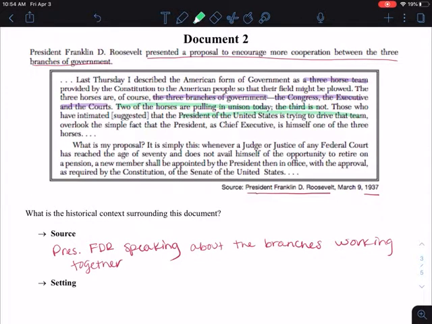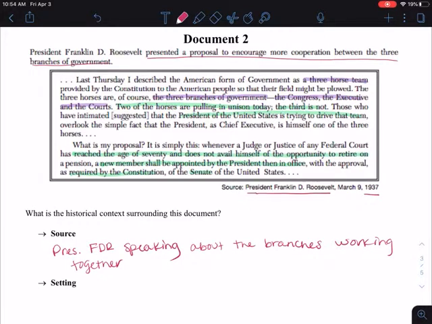What is my proposal? It is simply this. Whenever a judge or justice of any federal court has reached the age of 70 and does not avail himself to the opportunity to retire on a pension, the new member shall be appointed by the President then in office, with the approval required by the Constitution of the Senate of the United States.